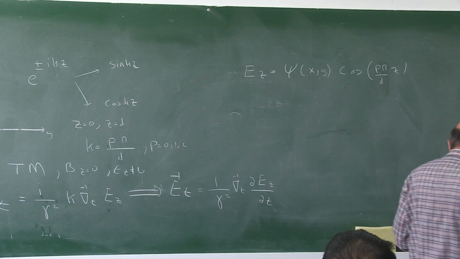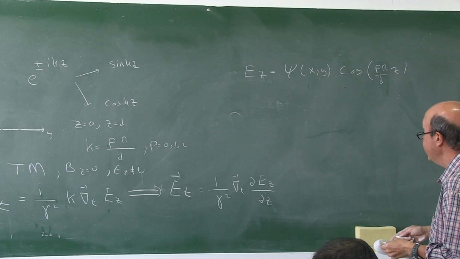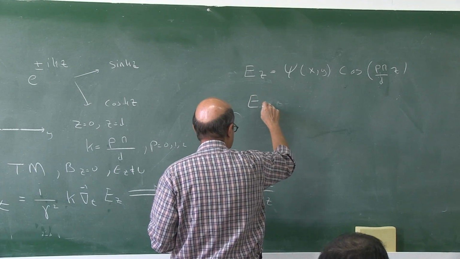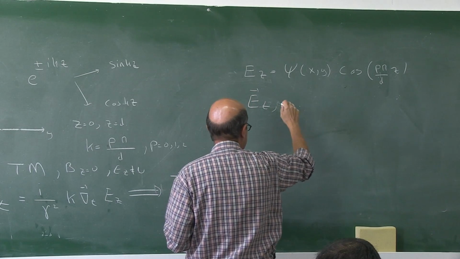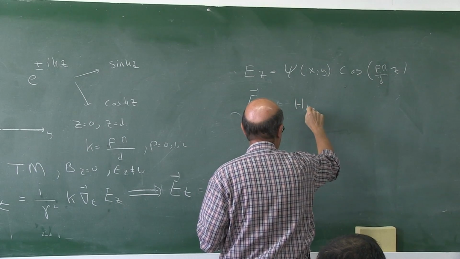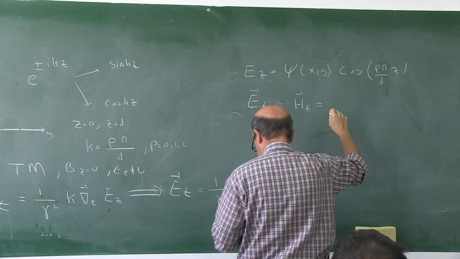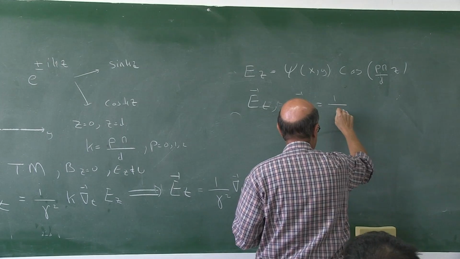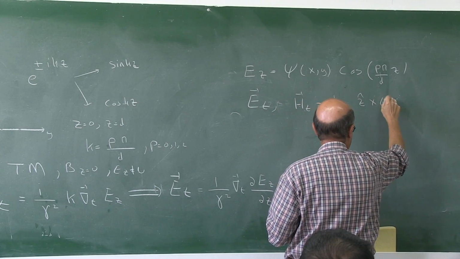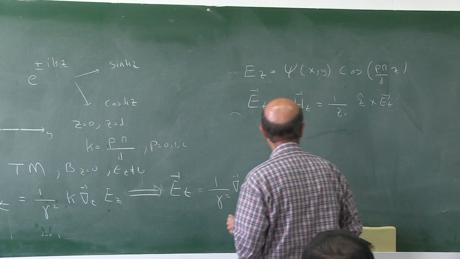So once you know the Ez, you can calculate the E transverse. And once you know the E transverse, you can calculate the H transverse, like we did in the waveguides: 1 over Z0, z cross E transverse.